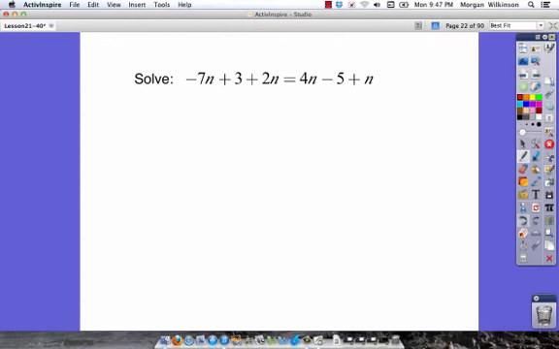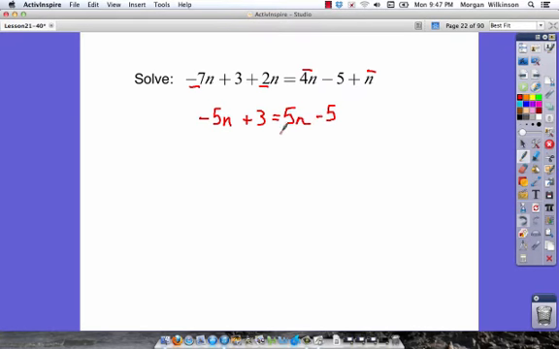Let's look at another one. This one. First thing we want to do, okay, we've got multiple terms. We want to bring all of our like terms together. So let's first figure out how many n's we have on the left side and how many n's we have on the right side. So negative 7n plus 2n must be negative 5n. When we add those coefficients, negative 7 plus 2, we get negative 5n, plus 3 is equal to, on the right-hand side we have 4n plus n, that must be 5n, 5n minus 5.